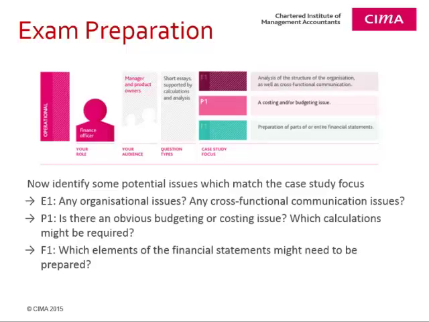So in the case of operational level, E1 is about the structure of the organization as well as cross-functional communication. P1 is a costing or budgeting issue, and F1 is preparation of parts for an entire financial statement. So they're telling you this is what we're going to examine you on. Now let's see if we can identify some potential issues which match the case study focus.